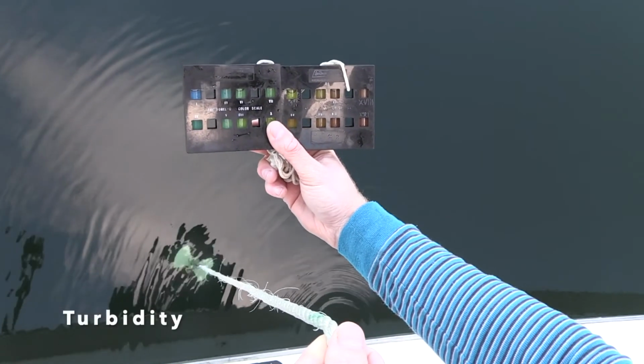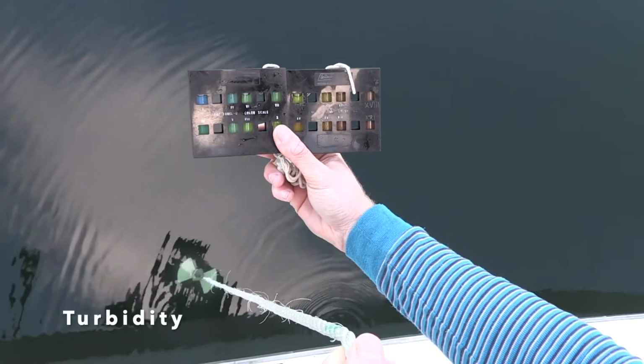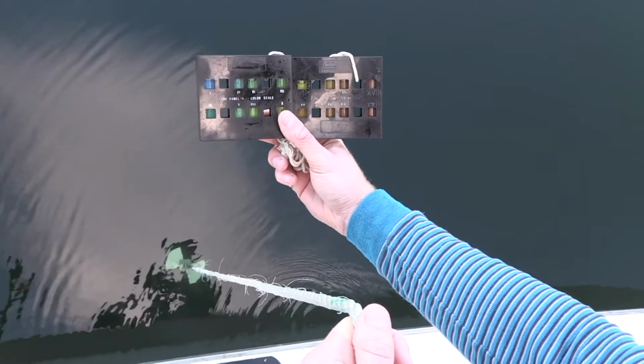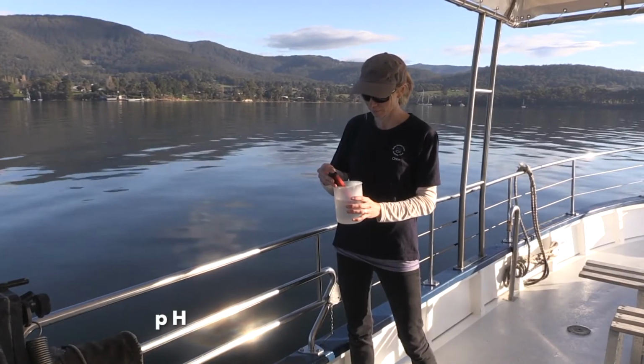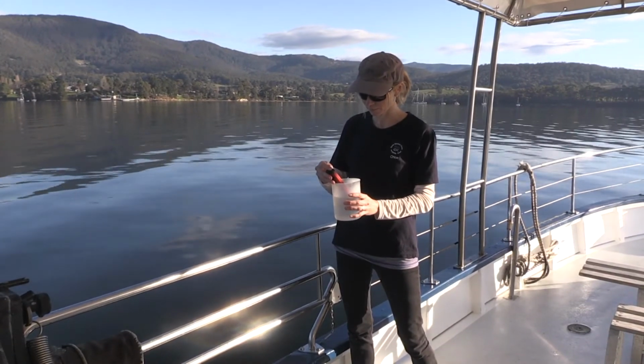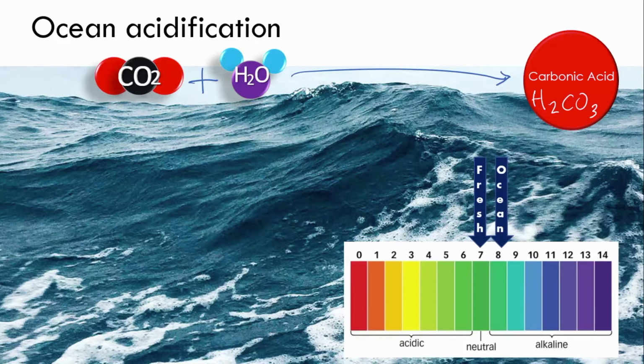A standardised colour scale gives an indication of the kind of suspended particles in the water. This is used in conjunction with the Secchi disc. The pH of the water is measured to monitor ocean acidification. Carbon dioxide dissolves into seawater, forming carbonic acid, and this lowers the pH of the water.